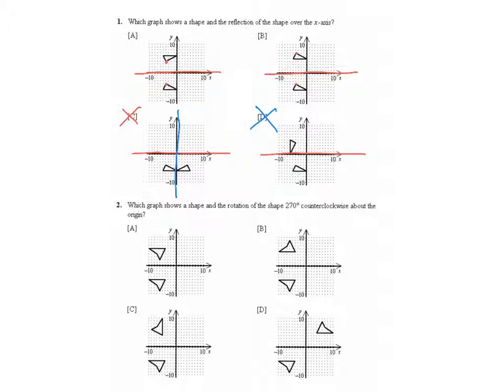So B is actually the result of a slide, a translation, a certain number of units up the y-axis, whereas A is actually a reflection across the x-axis. So your answer is choice A.